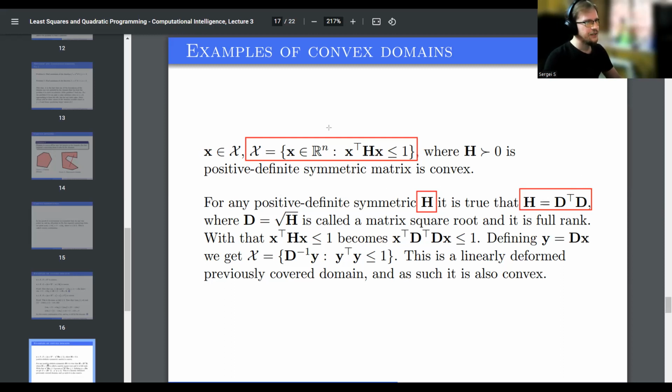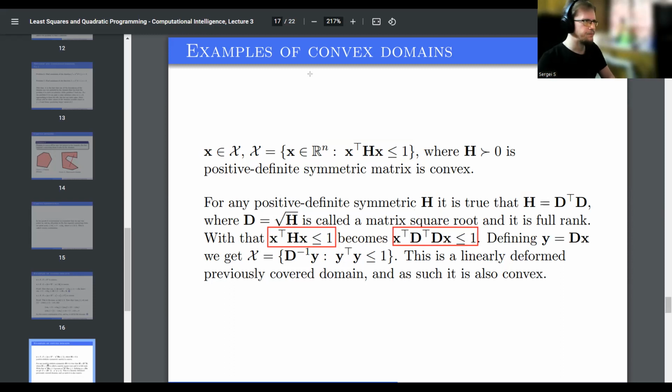Now, with that, we can say that this can be rewritten as this. So far, so good. Now we can define y as Dx. Then the original domain becomes D inverse times y, and this becomes y transpose y.